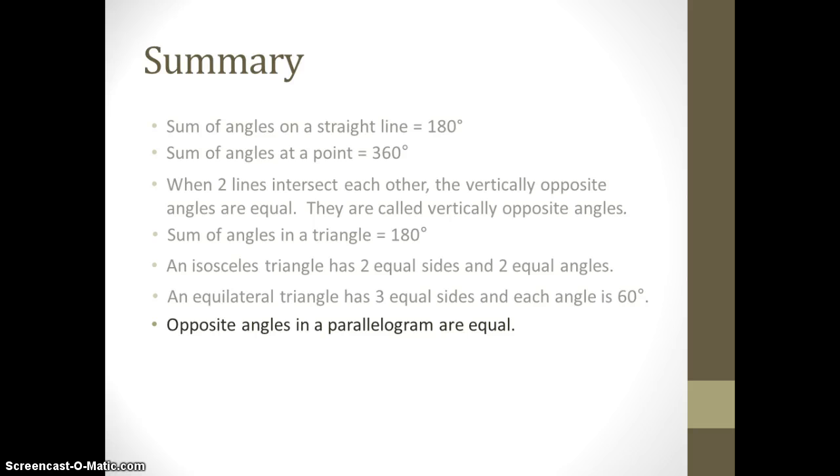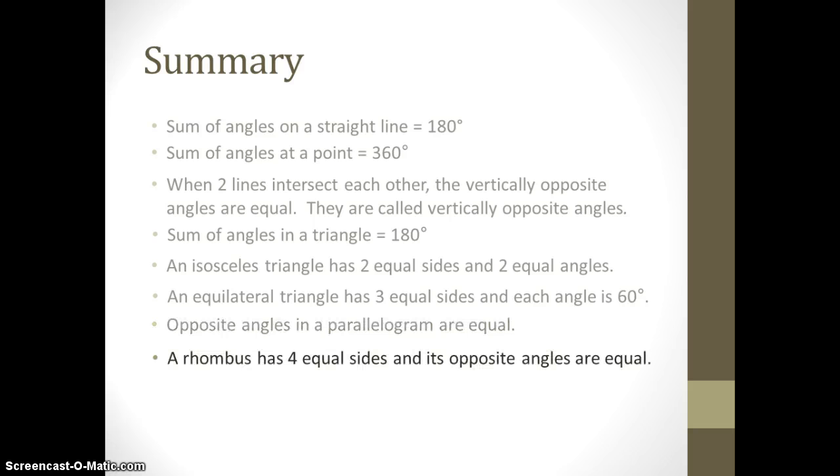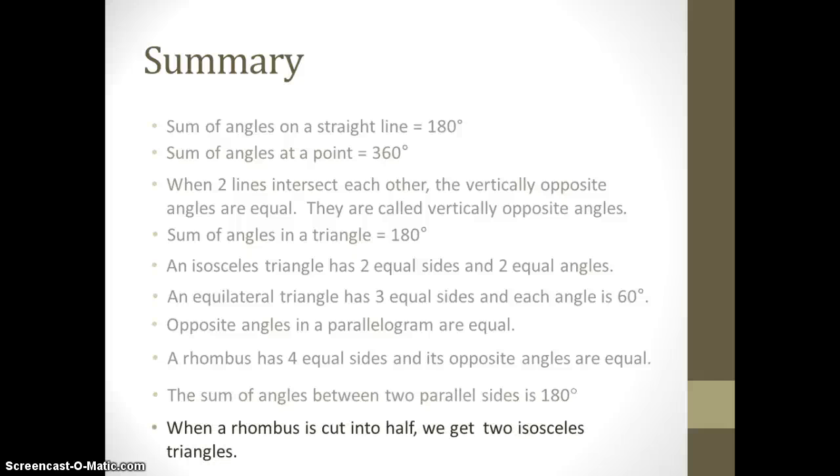Opposite angles in a parallelogram are equal. A rhombus has 4 equal sides and its opposite angles are equal. The sum of angles between two parallel sides is 180. And lastly, when a rhombus is cut in half, we get two isosceles triangles.